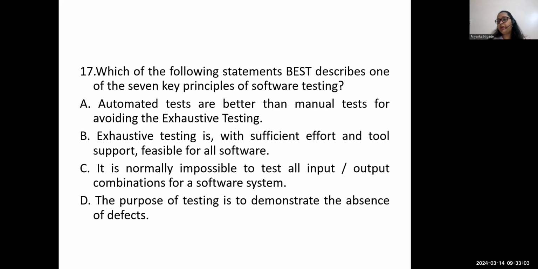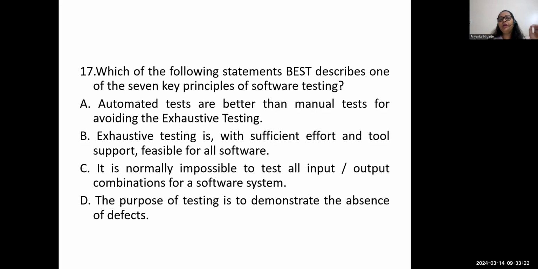Be aware of the pesticide paradox. If you repeat the same action, the same test cases again and again, you will not find any new defects. So every time you have a requirement, once it gets updated, you need to start again, review your test cases, and update your test cases too. So be aware of the pesticide paradox.